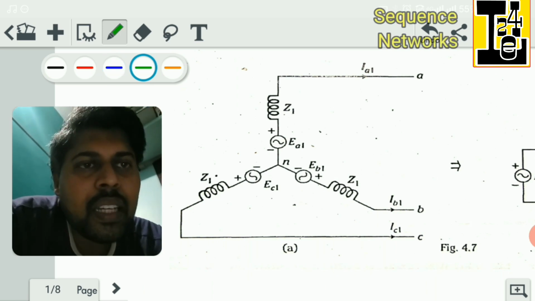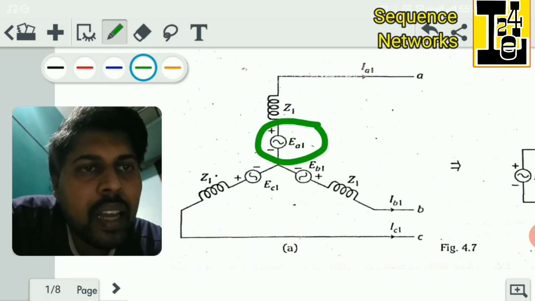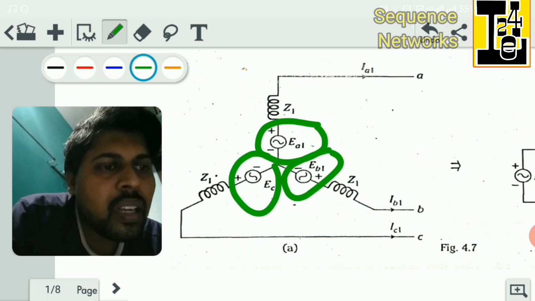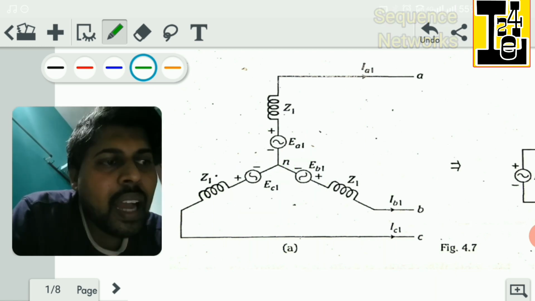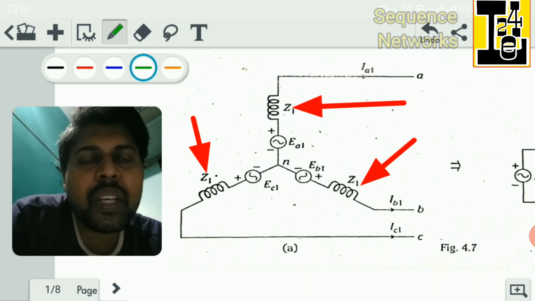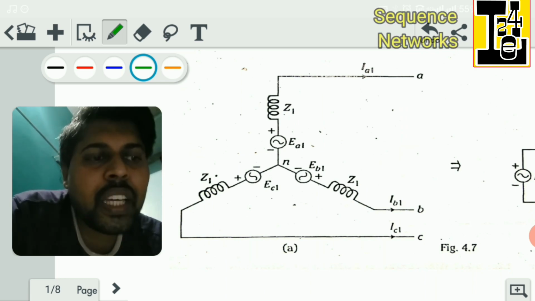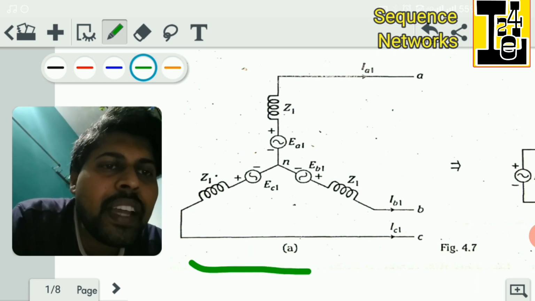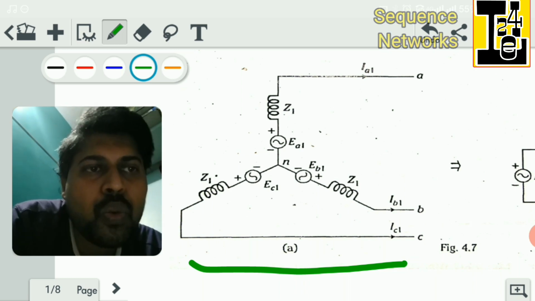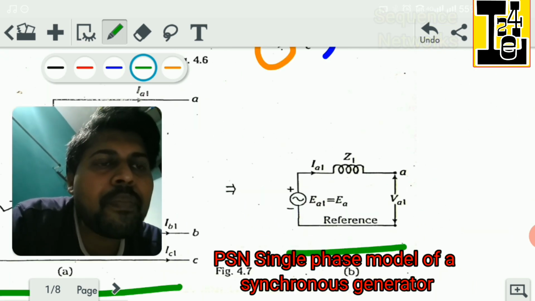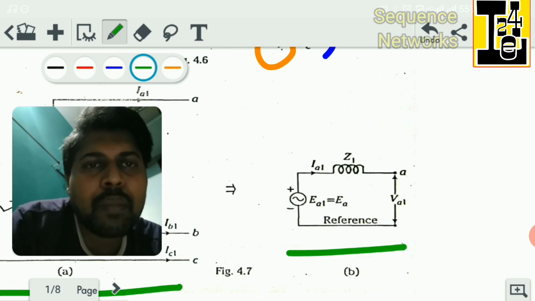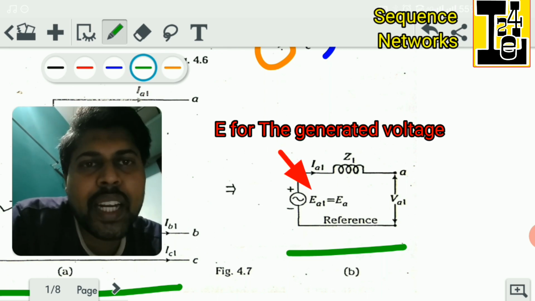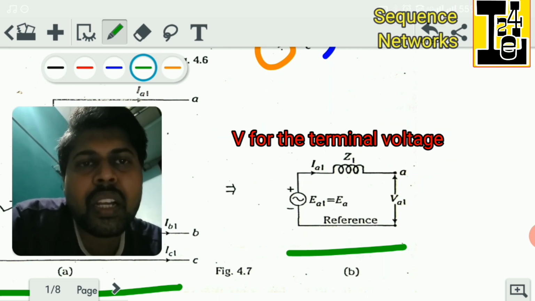Let EA1, EB1 and EC1 be the positive sequence generated voltages and Z1 be the positive sequence impedance. Because of the balanced and symmetrical nature of the system, we can reduce this three-phase model of a synchronous generator to a single-phase model. Here, this single-phase model can be drawn with respect to phase A, using the notation E for the generated voltage and V for the terminal voltage.